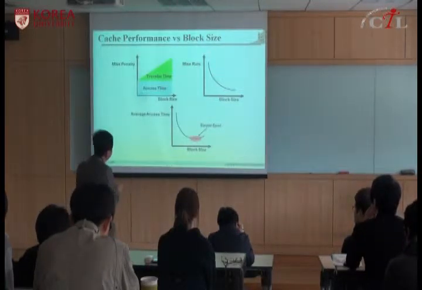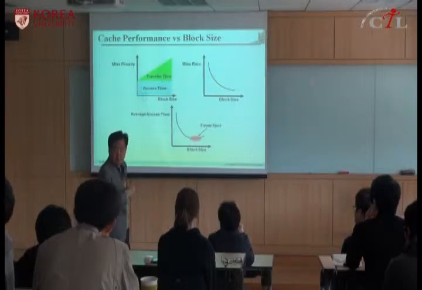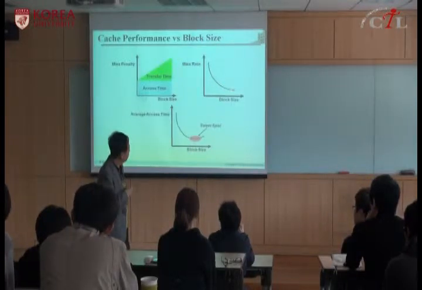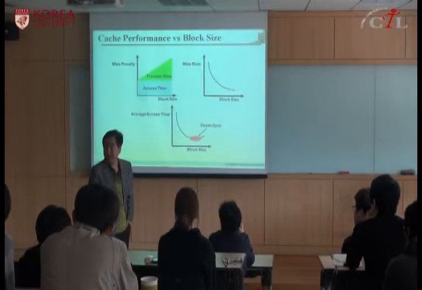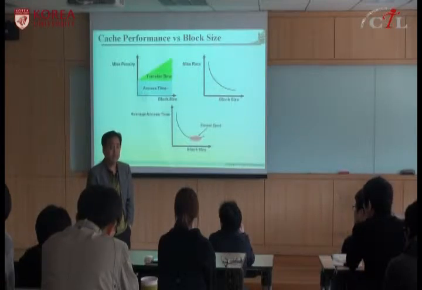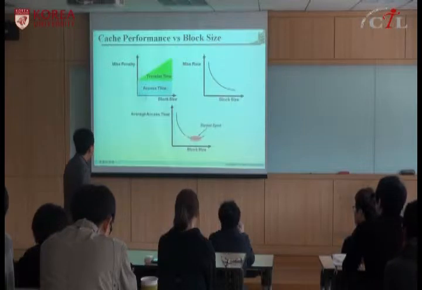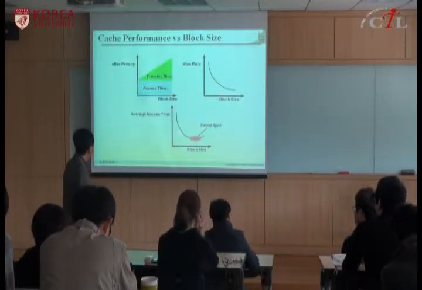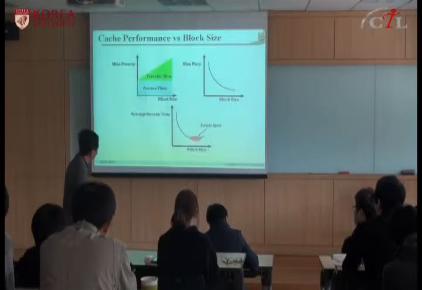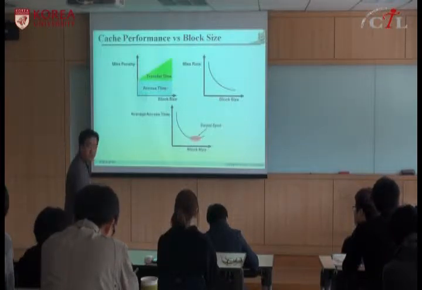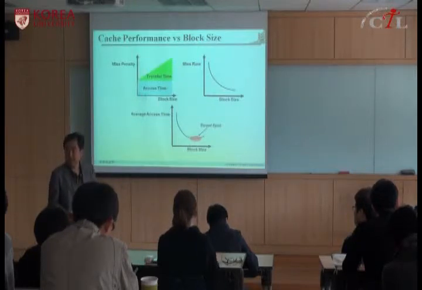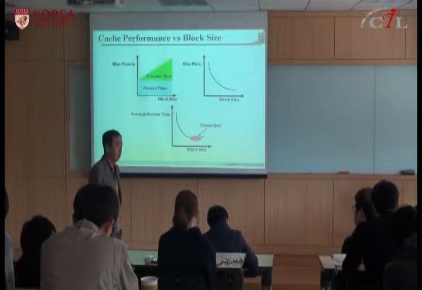So miss rate decreases because you can decrease compulsory misses, but as you keep increasing the block size, it will increase because of conflict misses. Overall, average memory access time is hit time plus miss rate times miss penalty, and it will look something like this. And there is a sweet spot, which depends on the cache size. So for every cache, you need to find out the optimum block size.